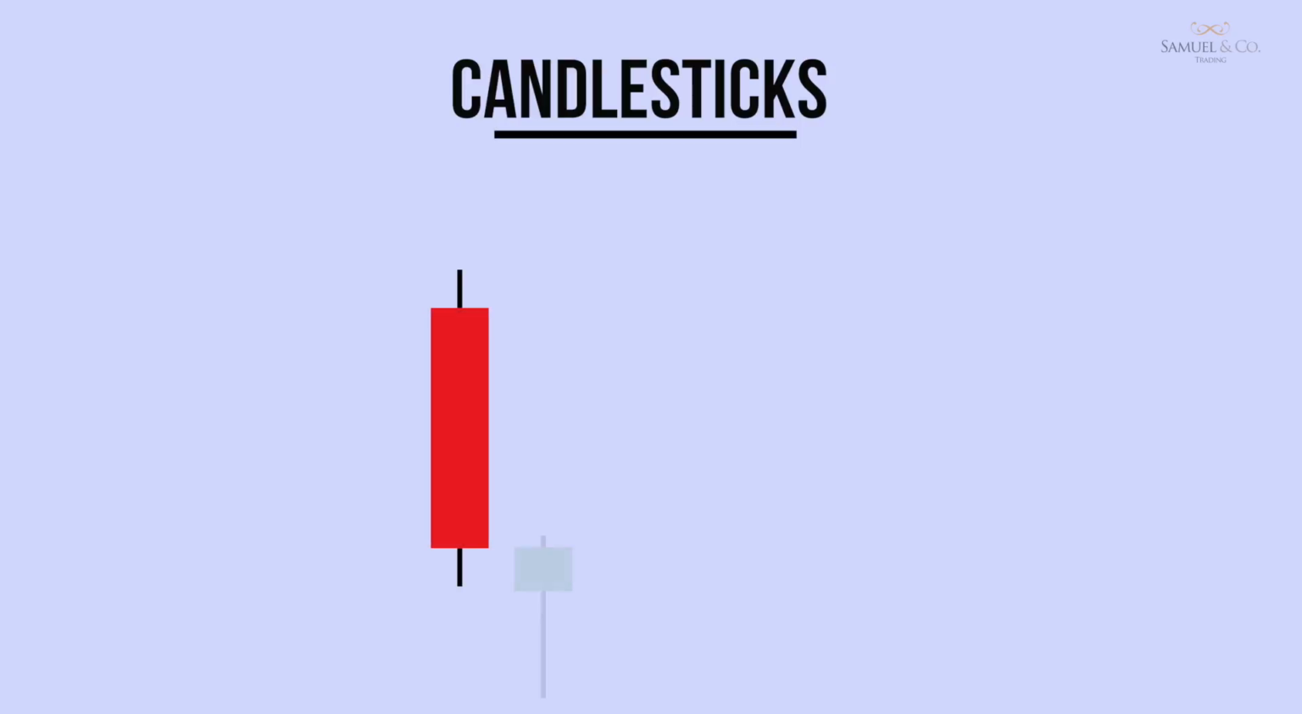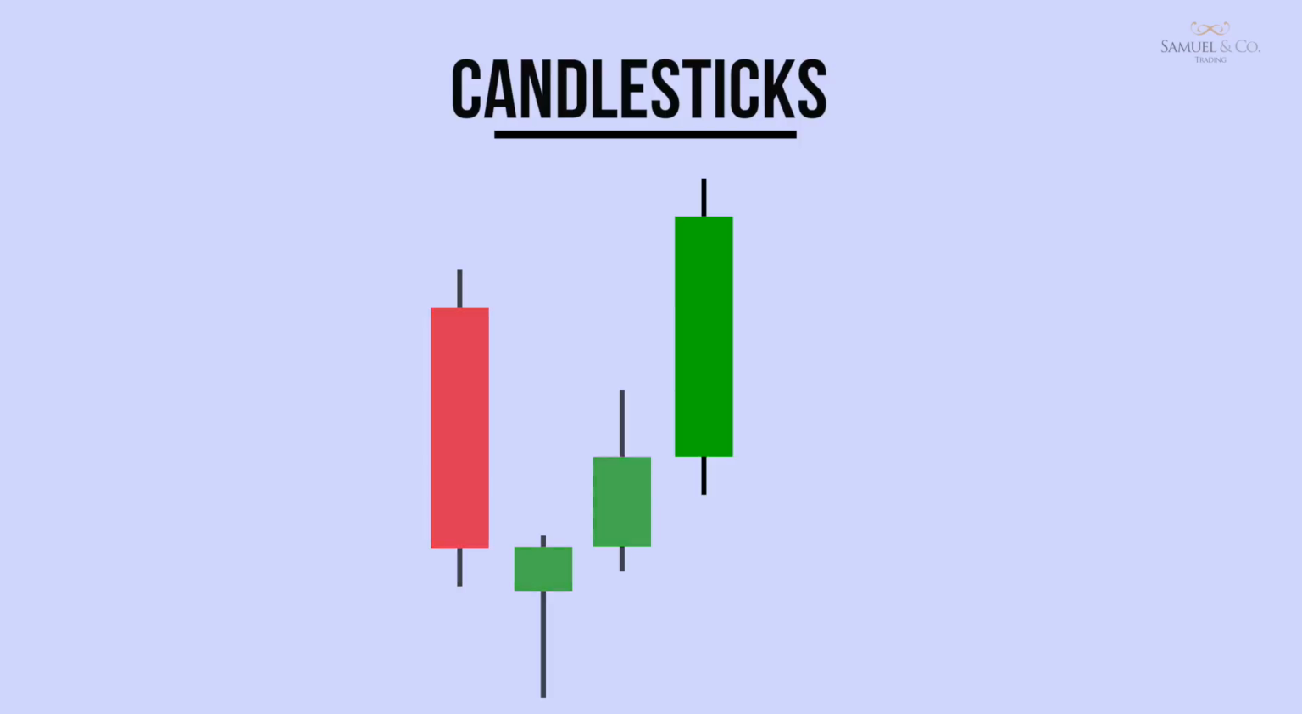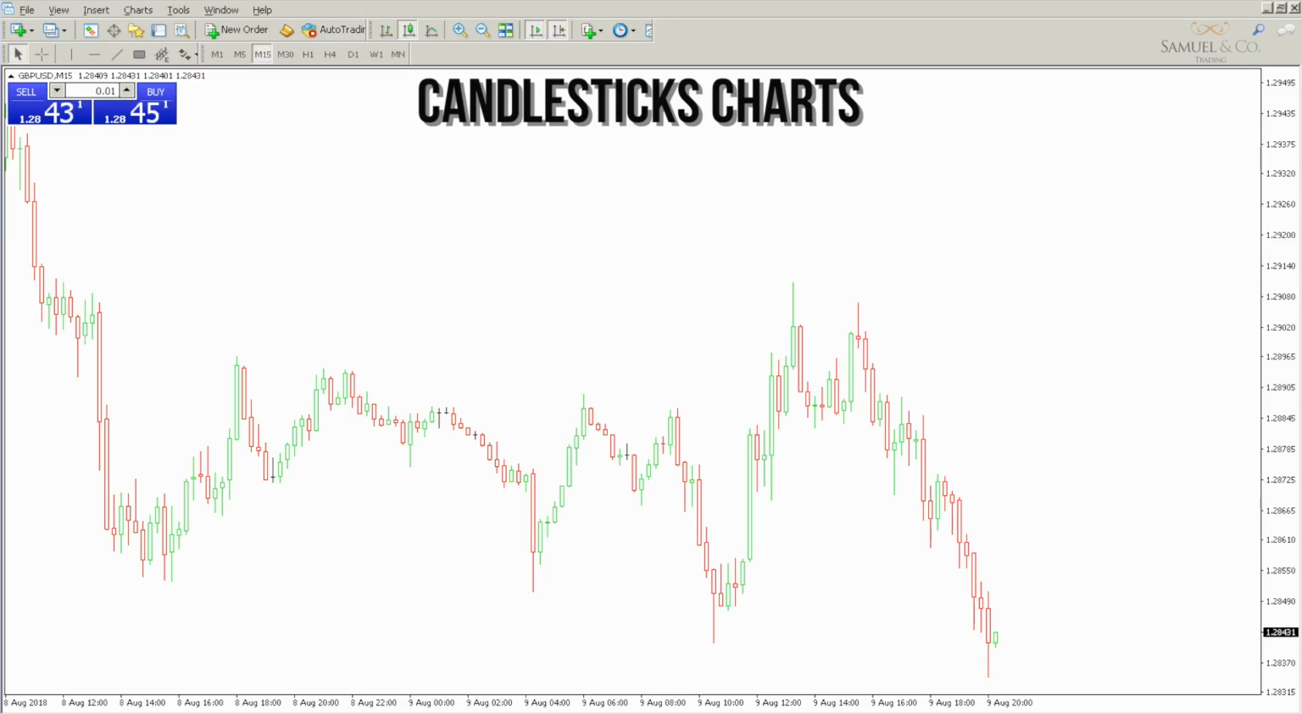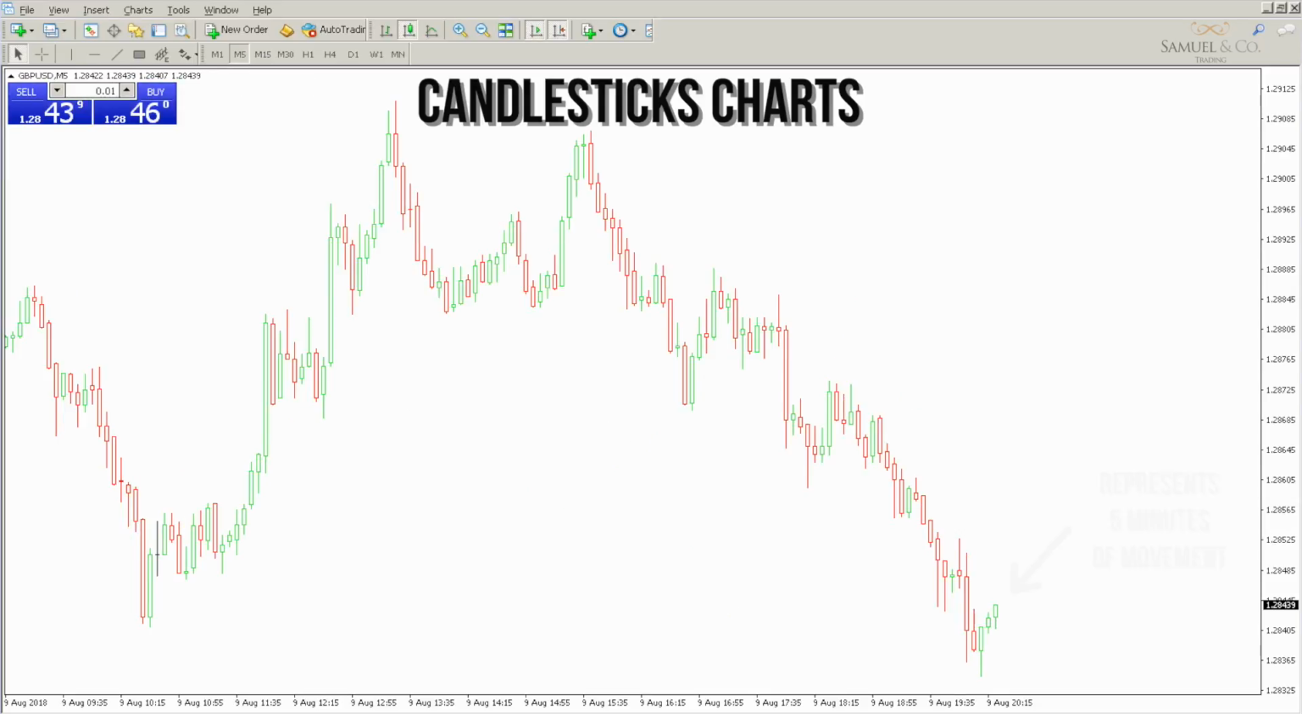Candlesticks are easy to interpret and are a good place for beginners to start when interpreting forex charts. They are the visual representation of the market movement. Each candle is worth 1 unit of the time period you are using. For example, if we were using a 5-minute chart, each candle is worth 5 minutes of movement.